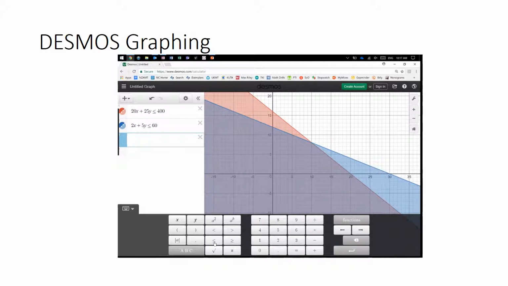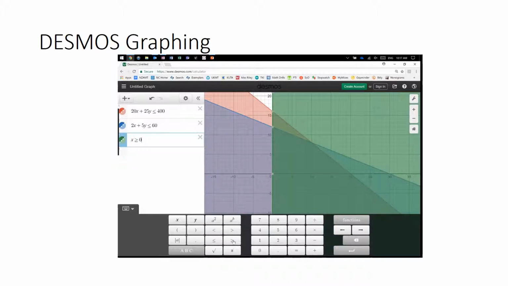That's not right. Well, so far that's right, but we need to add more constraints, because you can't actually have negative values. x has to be greater than or equal to 0, and so does y. But then that's shading in. We don't want to shade in, do we? No, I'll shade out. So we go back and just change that.